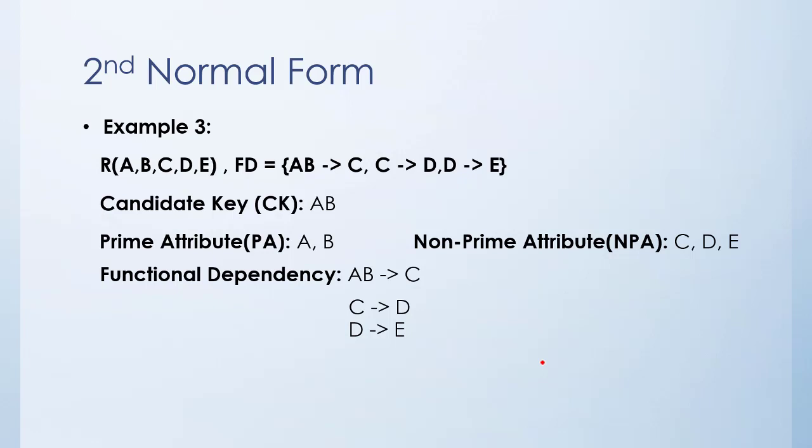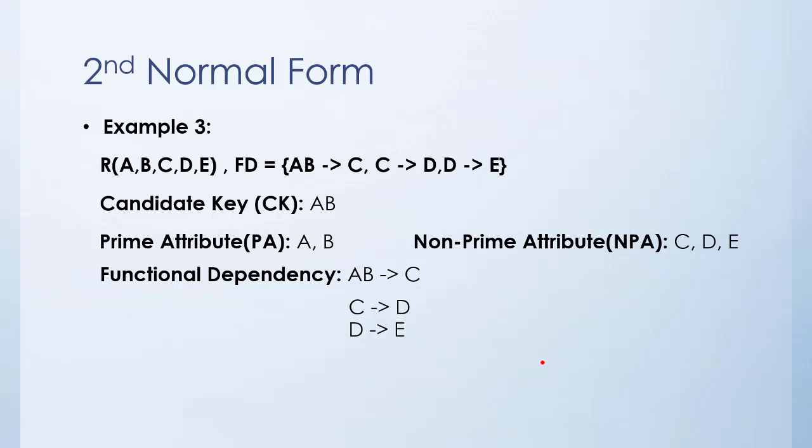From C we are going to get D, and from D we are going to get E. So AB closure will give me all the attributes. So we can say that AB is the candidate key.